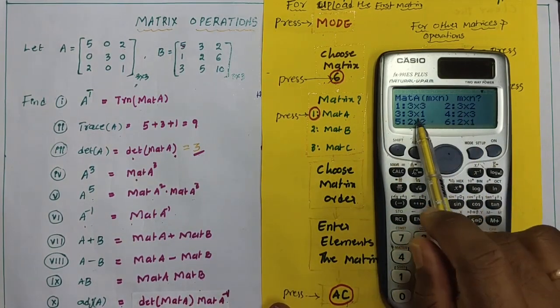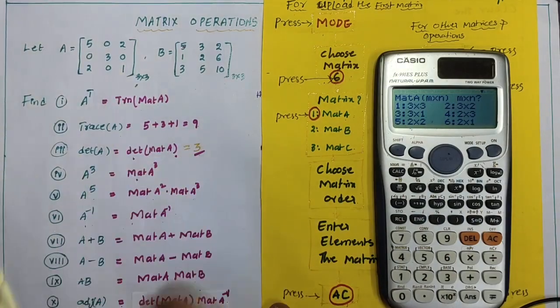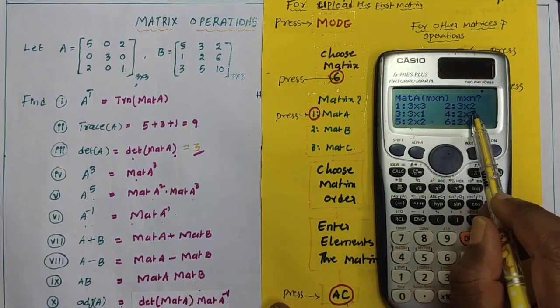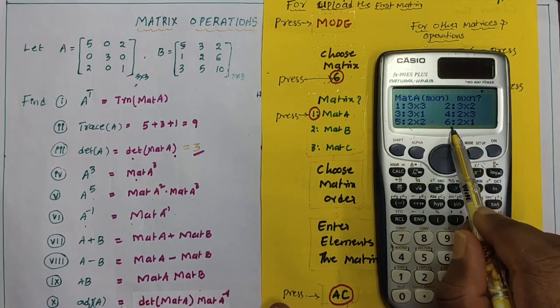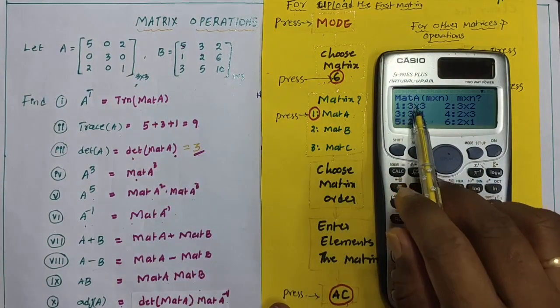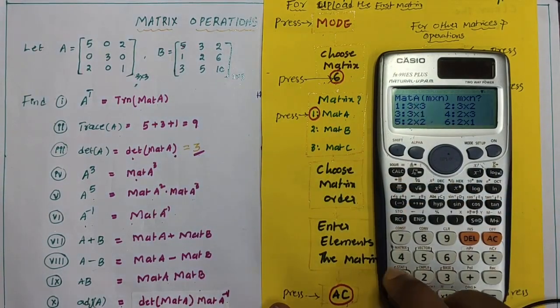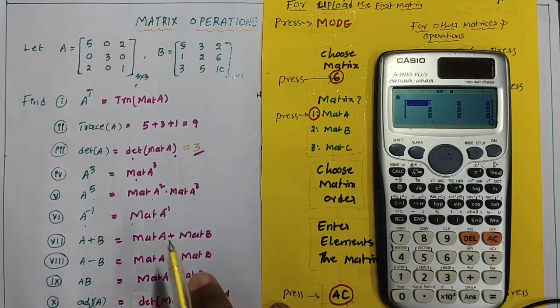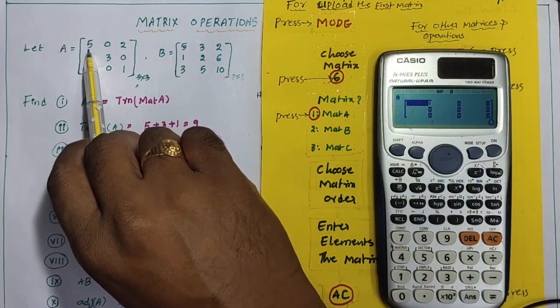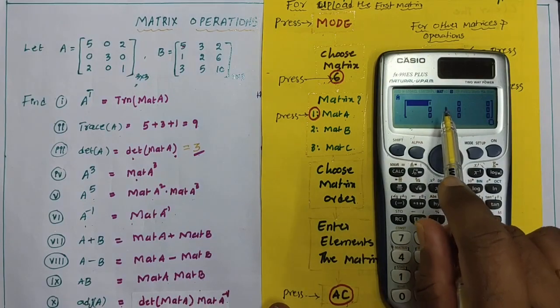It is asking the dimensions. The dimension of the given matrix is 3 by 3, so I am choosing 1. Suppose the given matrix is 3 by 2, then press 2. Suppose the given matrix is 2 by 1, then press 6. The given matrix is 3 by 3, that's why I am pressing the button number 1. Now I want to upload these values in this calculator.